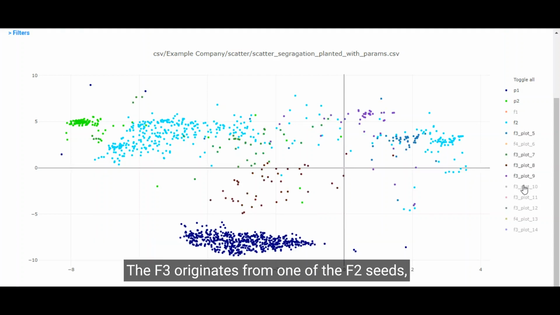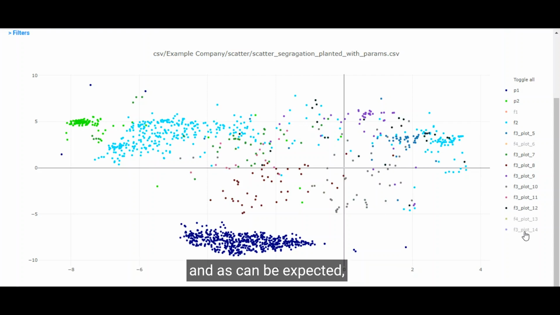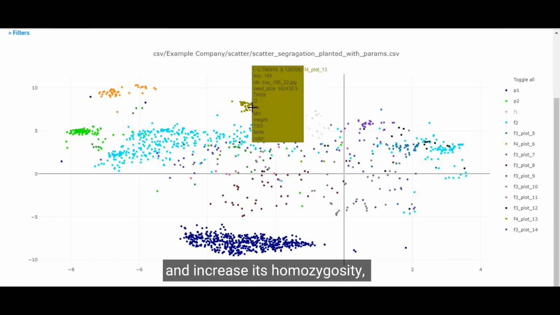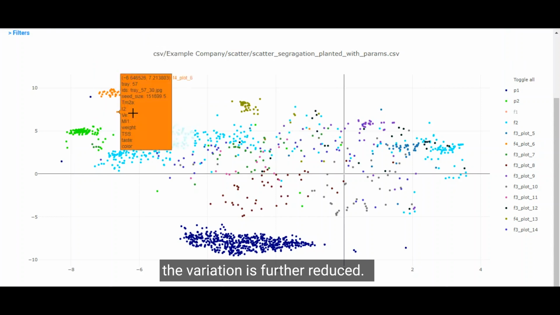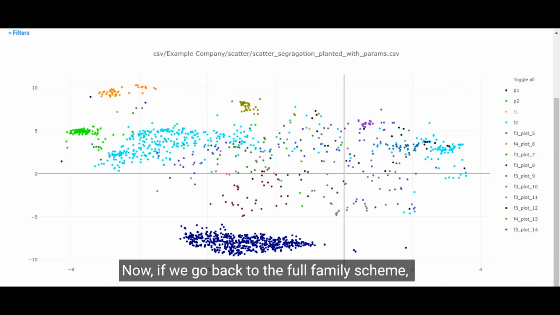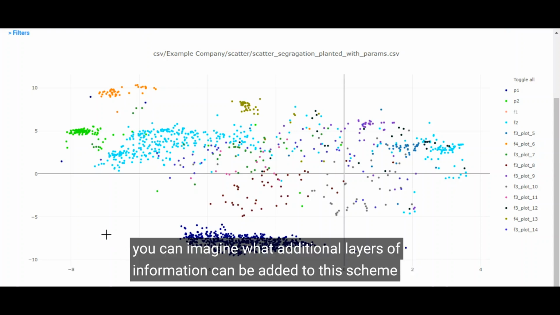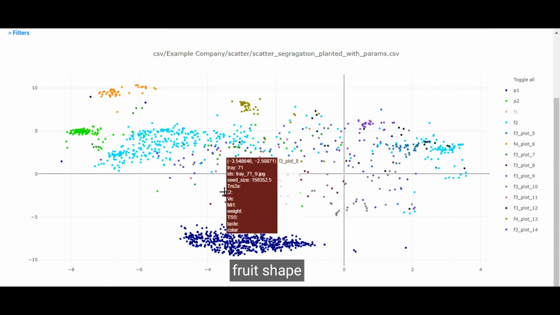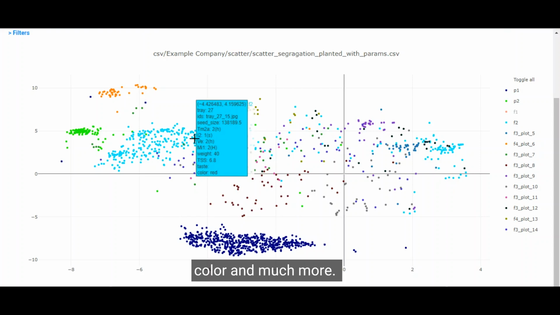The F3 originates from one of the F2 seeds, and as can be expected, the overall variation is smaller. Moving to the F4, as we continue to stabilize the line and increase its homozygosity, the variation is further reduced. Now, if we go back to the full family scheme, you can imagine what additional layers of information can be added to this scheme: resistance to different biotic traits, specific traits of interest, fruit shape, taste, color, and much more.